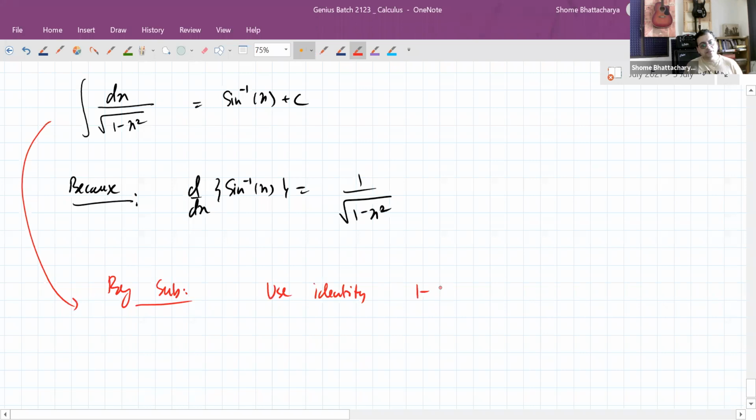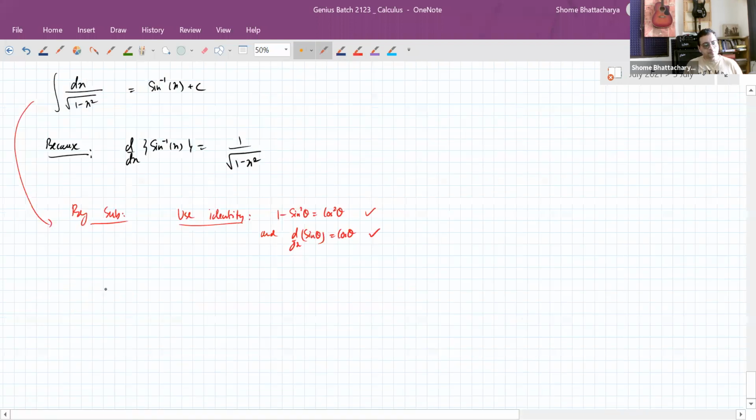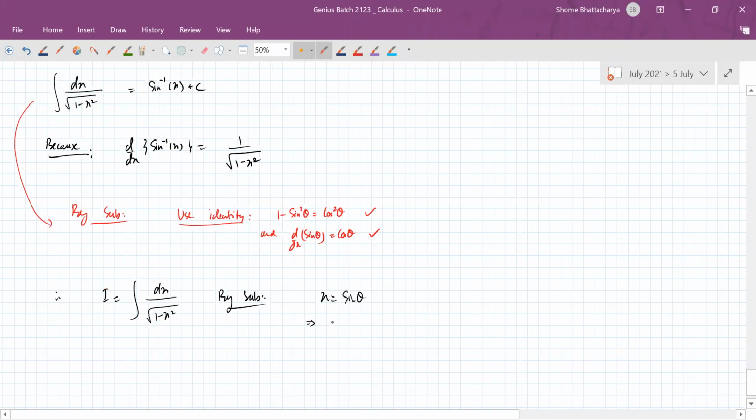that 1 minus sine square theta is equal to cos square theta. And differentiation of sine theta is equal to cos theta. So we use this identity and this relationship. So we are doing this by substitution. We will use this method, that x will be substituted in this case as sine theta.